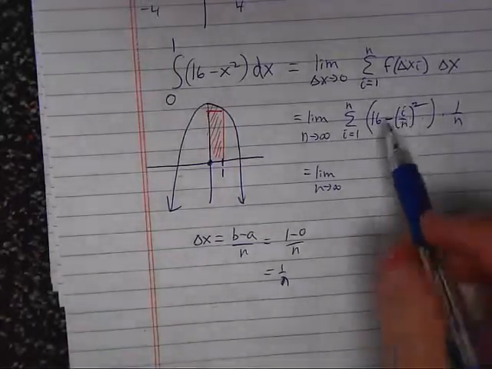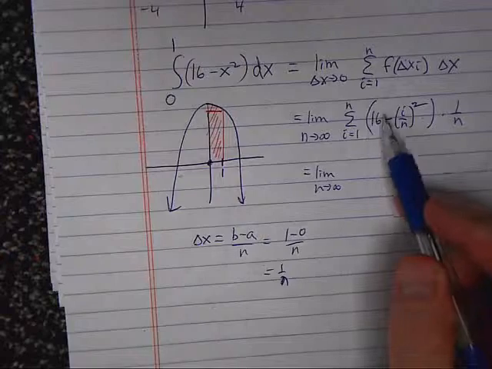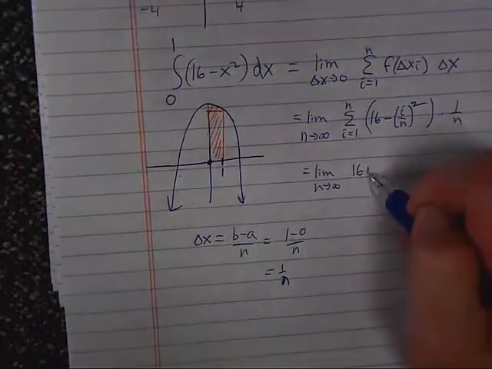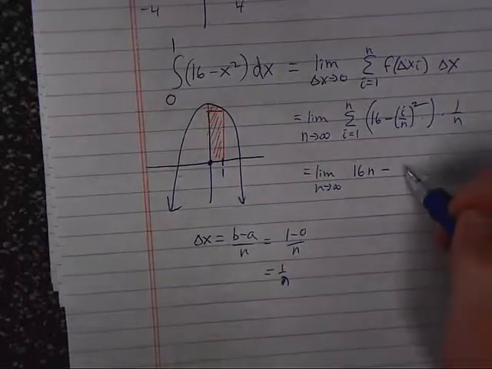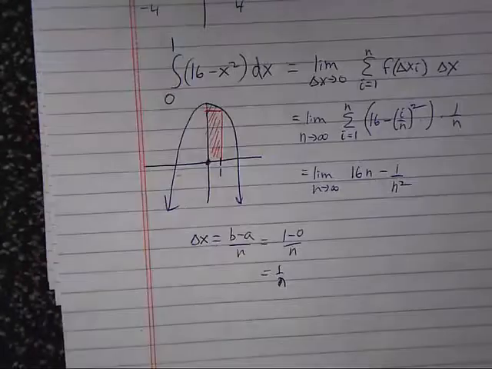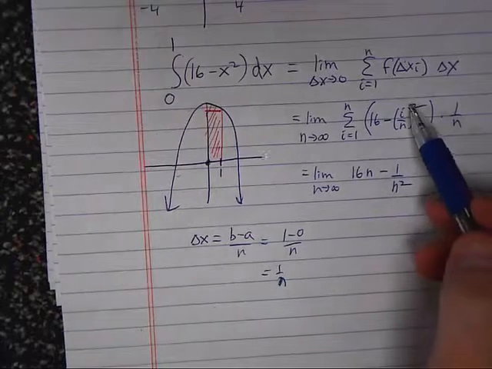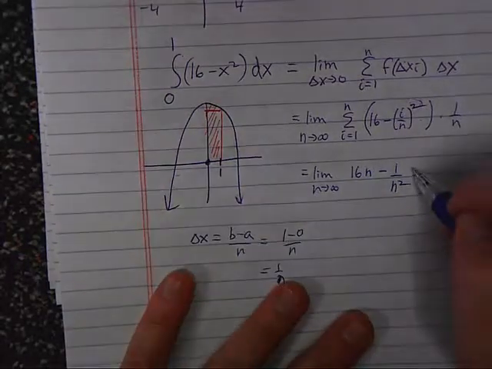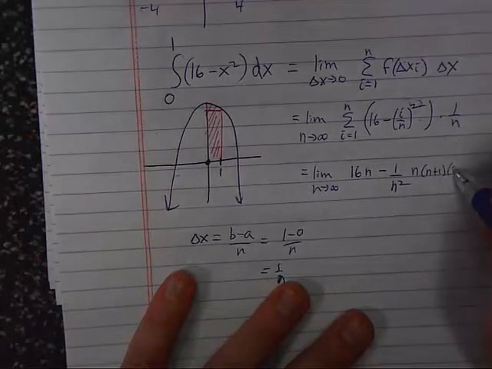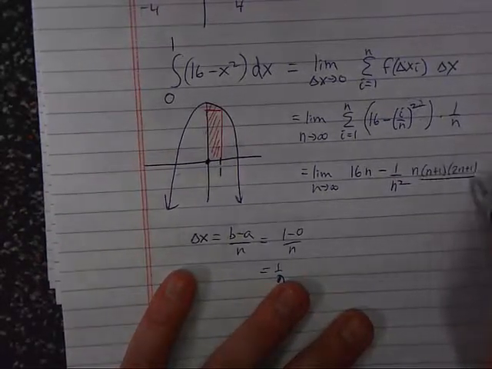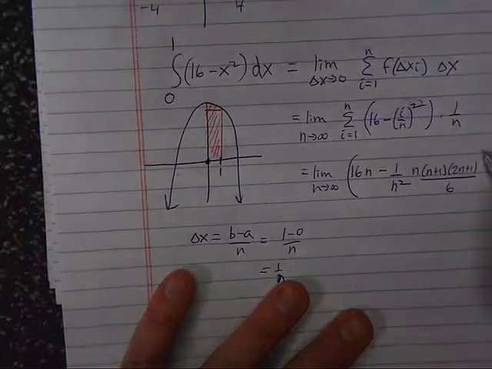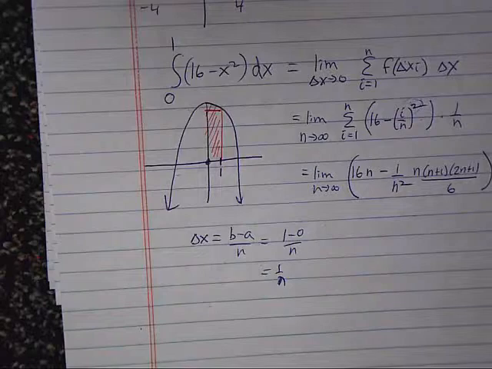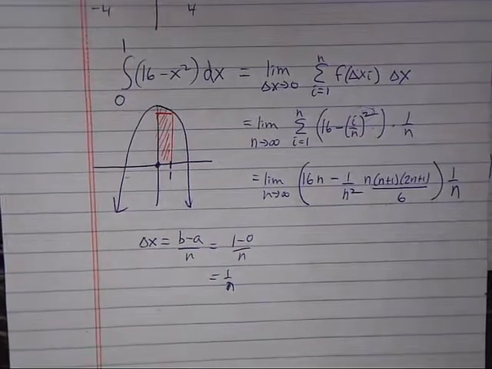I can use my summation formulas now. 16n, because I take 16 plus 16 plus 16 over and over again, n times. That one's 16n. Minus, this one's going to have a 1 over n squared. And then I need my formula for i squared. What was my formula for i squared again? Over 6. And then this whole thing still gets multiplied by that 1 over n. There's the 1 over n.